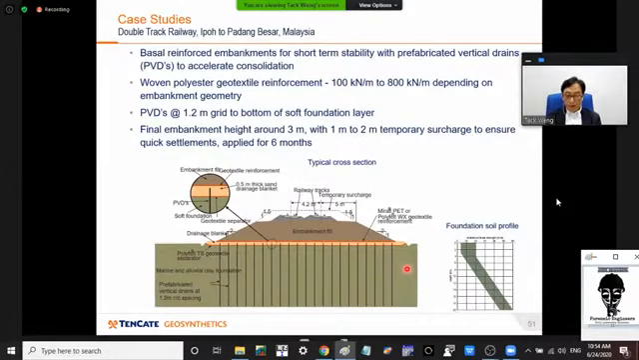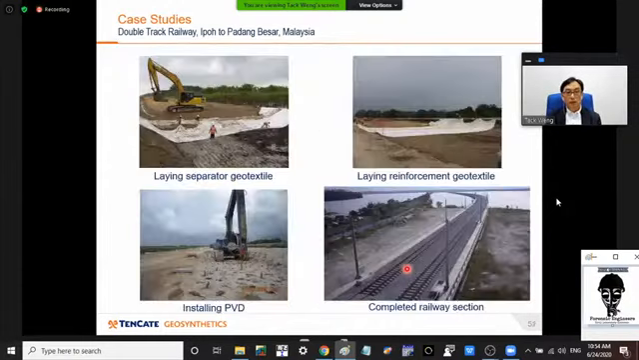The reinforcement geotextile had a range of 100 to 800 kilonewtons in tensile strength, depending on the ground condition, because the ground is very variable. The PVDs are generally installed in 1.2 meter grids. The waiting time here is about 6 months, with a temporary surcharge of 1 meter to 2 meters being used. Here you can see laying the separator geotextile, installing the PVD after the sand blanket has gone on, laying the reinforcement geotextile, and the completed rail track.